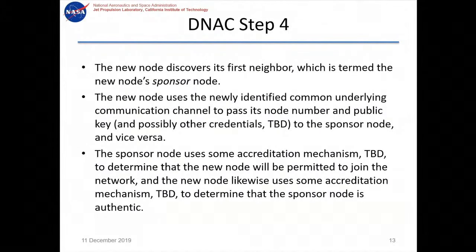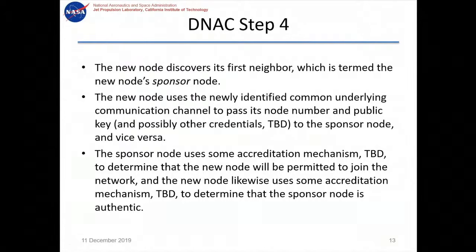Eventually, the new node discovers its first neighbor, and that first neighbor in this context would be termed the new node's sponsor node, because that neighboring node that is already part of the network is going to vouch for the new node to the rest of the network. The new node uses the newly identified common knowledge communication channel between itself and the neighbor to pass its own node number and its own public key, possibly some other credentials. We haven't worked all that out yet, to the sponsor node.